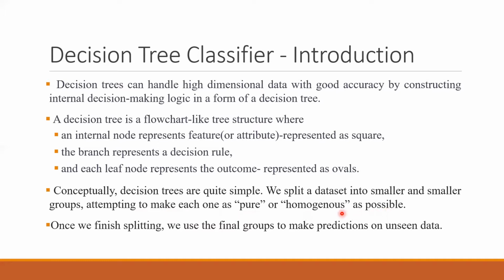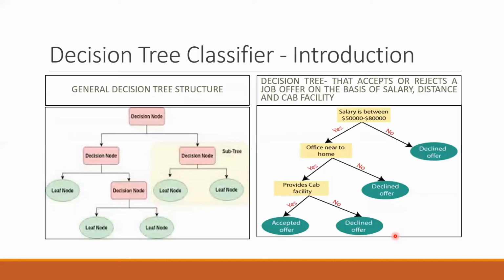So in this dataset, we are trying to split the data into very small groups so as to make them pure or homogeneous. That means all the classes in that group belong to the same class. Once we finish splitting, we use the final groups to make predictions on the unseen data. Because we are making multiple splits, in the end the prediction should be done easily, even on unseen data.